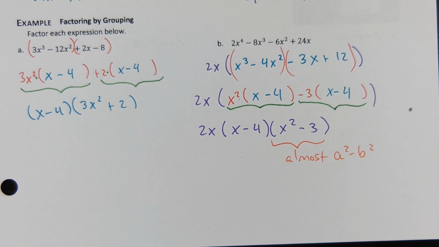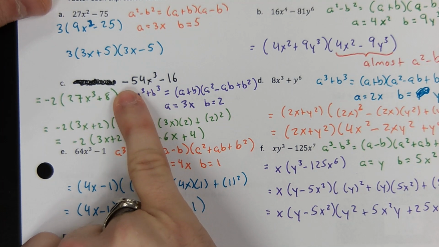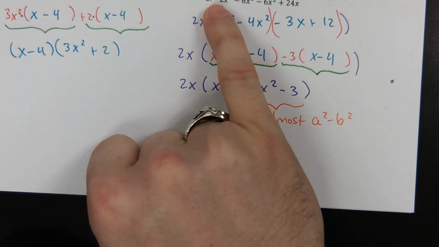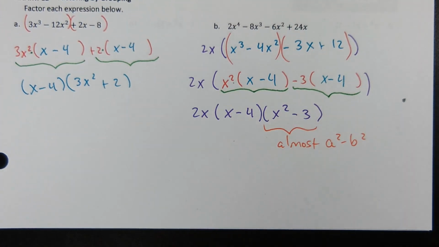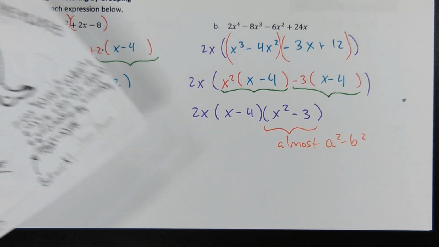Cool? And that includes if at the very, very beginning, your polynomial began with a negative. So if this had began with a negative, even if the GCF was -1, I would say pull it. Okay? All right. Good questions. Good questions. Thanks, nerds.